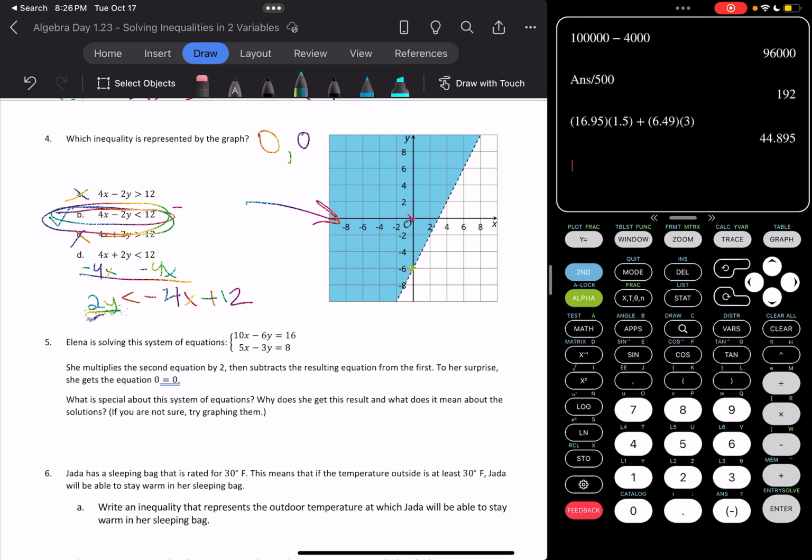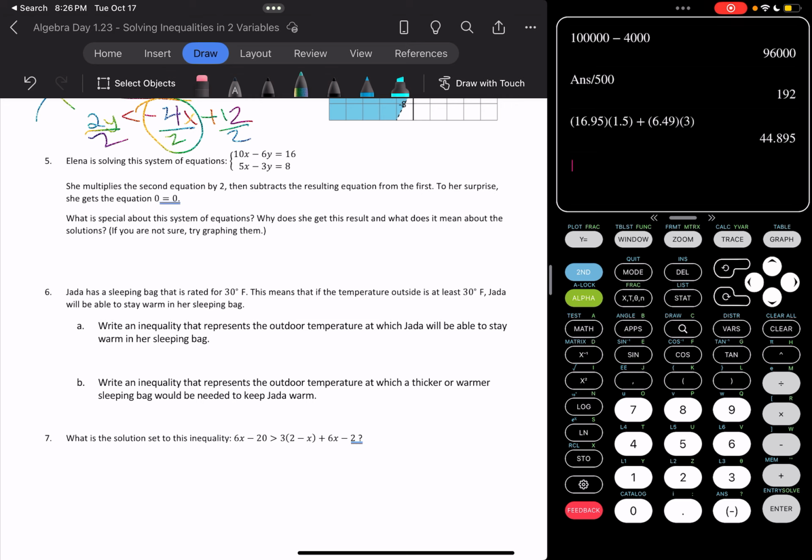If I divide both sides by 2, you can see that this will end up being negative, and so we know that D is not an answer option. Number 5, Elena is solving the system of equations. She multiplies the second equation by 2 and then subtracts the resulting equation from the first. To her surprise, she gets the equation 0 equals 0. Why is that? So why does she get this result?